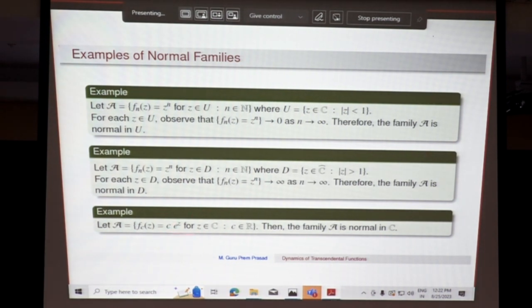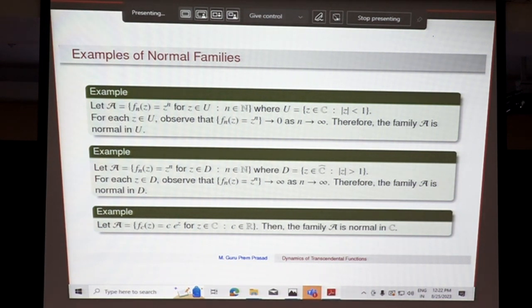So this is an uncountable family of functions. To check whether this family is normal or not, you have to pick a sequence of functions. Suppose I pick a sequence of functions c_n times e^z. Then depending on c_n, the result will vary. Suppose this c_n is a bounded sequence.